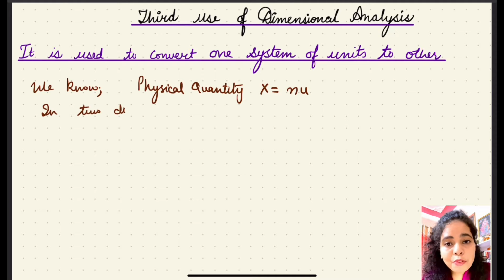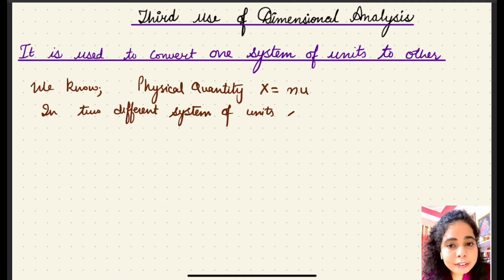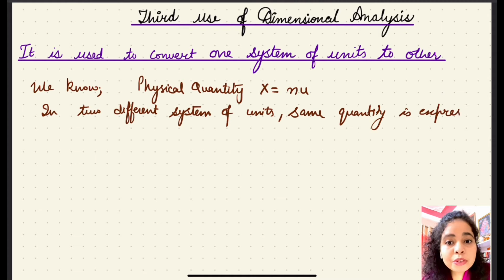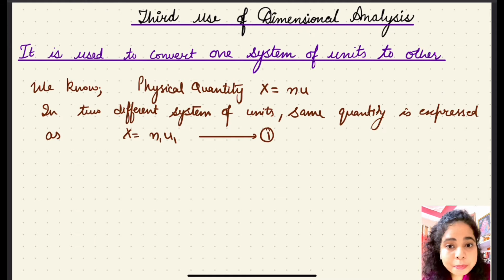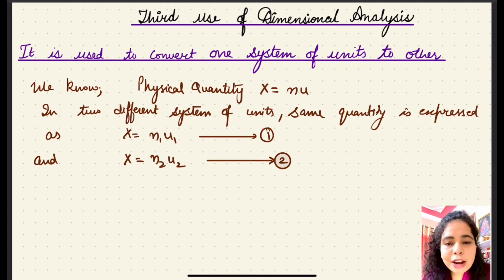So if we want to purchase 5 kg sugar from the market, sugar is a physical quantity. If we want to purchase 5 kg sugar, that means 5 is the number of times the unit is contained in it, and u is representing the unit kg. Similarly, if we have to express the same quantity in two different units, we can write X = n1 u1, and in the other system of units, we can write the same physical quantity X = n2 u2. That means 5 kg sugar is equal to 5000 grams of sugar.